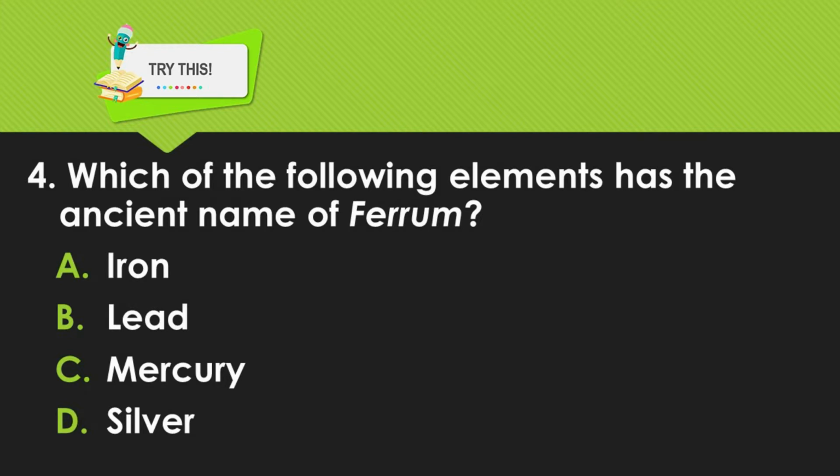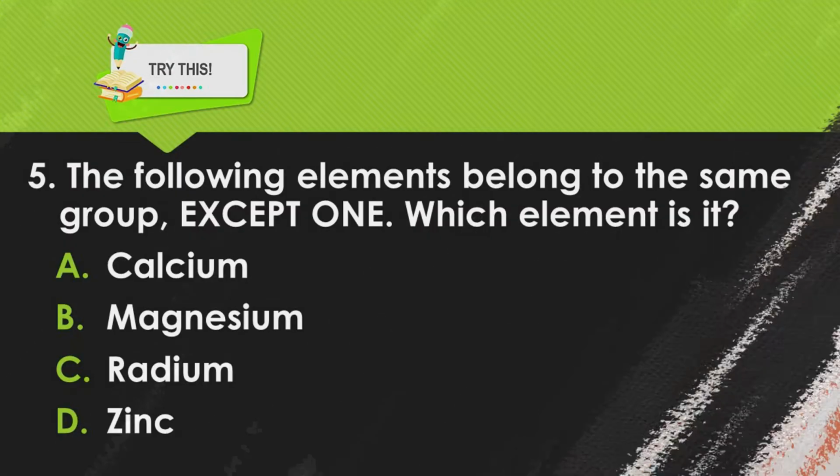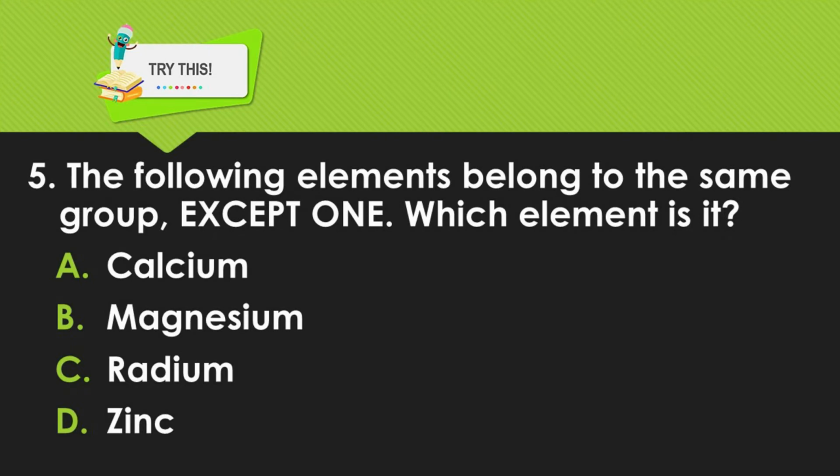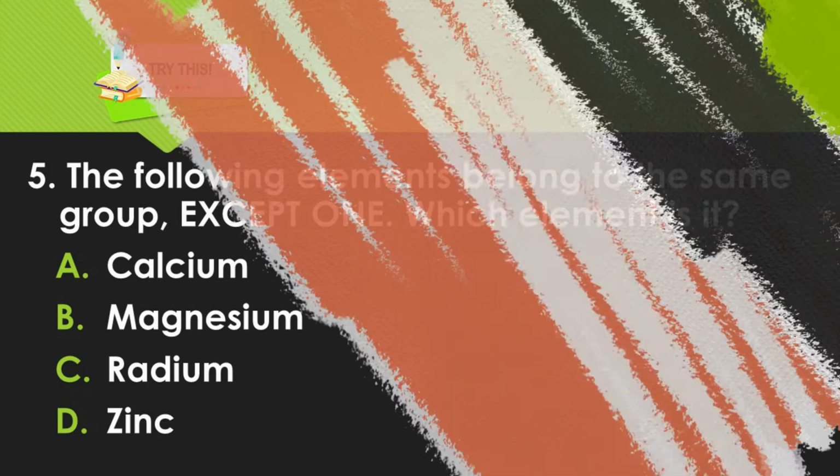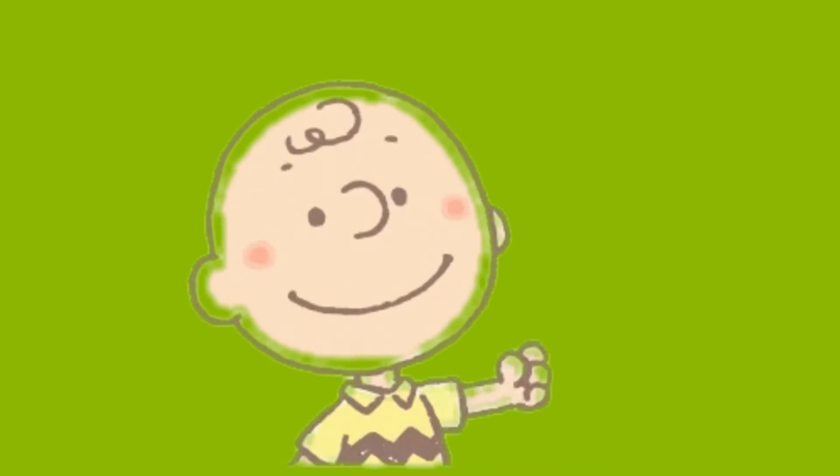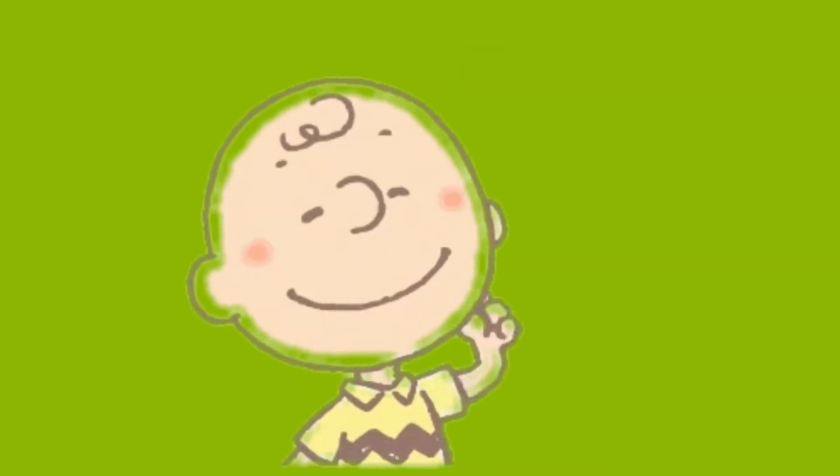4. Which of the following elements has the ancient name of ferrum? A. Iron. B. Lead. C. Mercury. D. Silver. 5. The following elements belong to the same group except one. Which element is it? A. Calcium. B. Magnesium. C. Radium. D. Zinc. Good job! You can pass your answers to your teacher for checking.